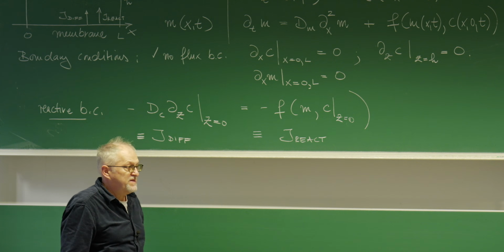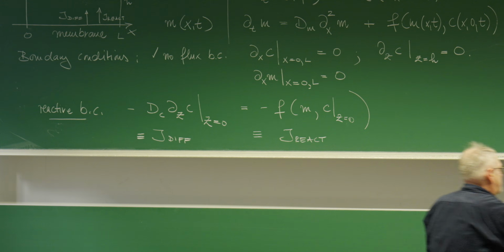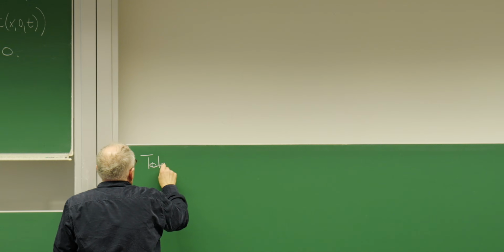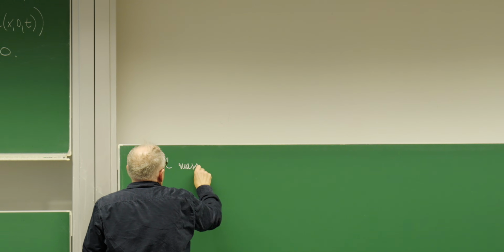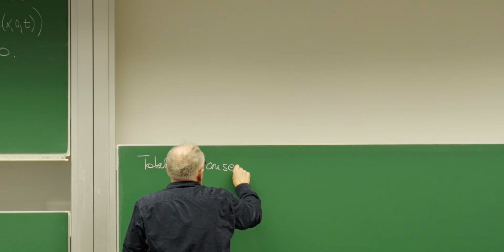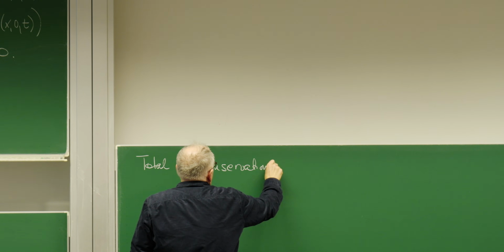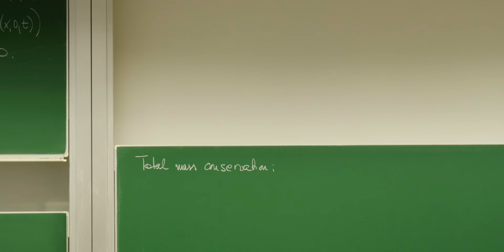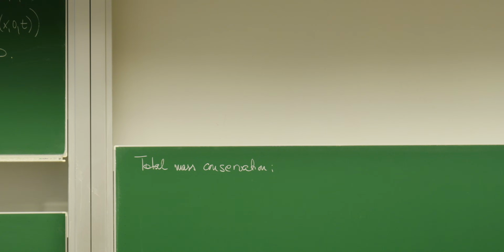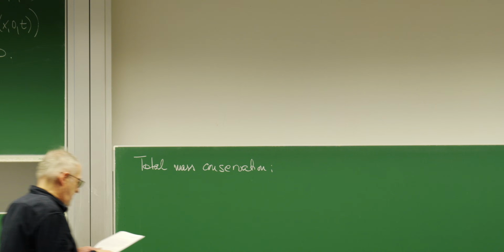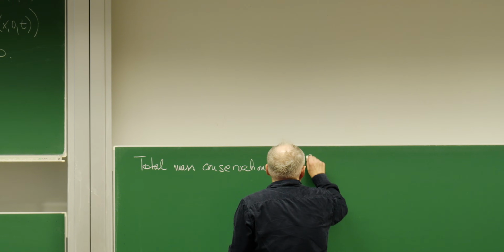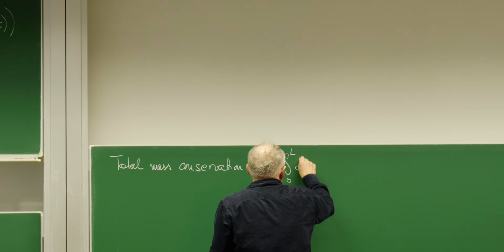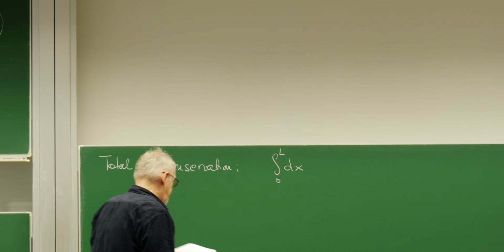There's one more aspect that we need to consider, which is quite important. There is total mass conservation. So that means if I'm looking at my system and I'm integrating over all densities on the membrane, and I'm integrating over all the density in the cytosol, I need to get the total mass. So let's do that. Let's integrate over our box from left to right.